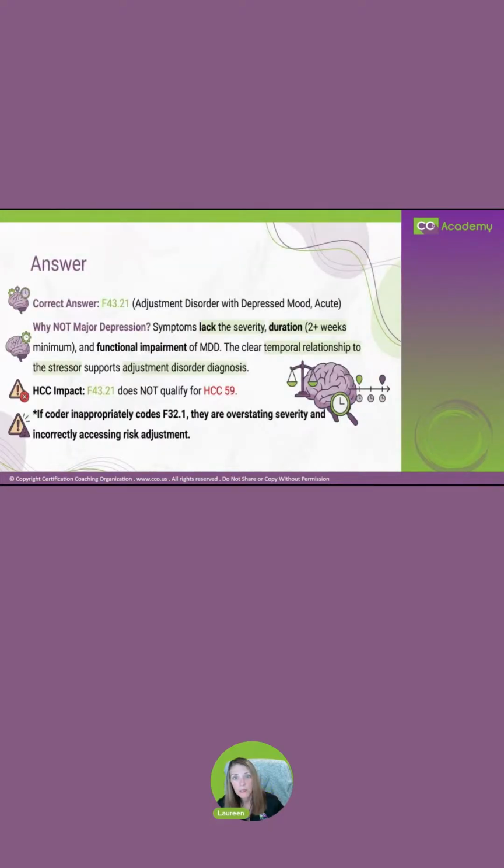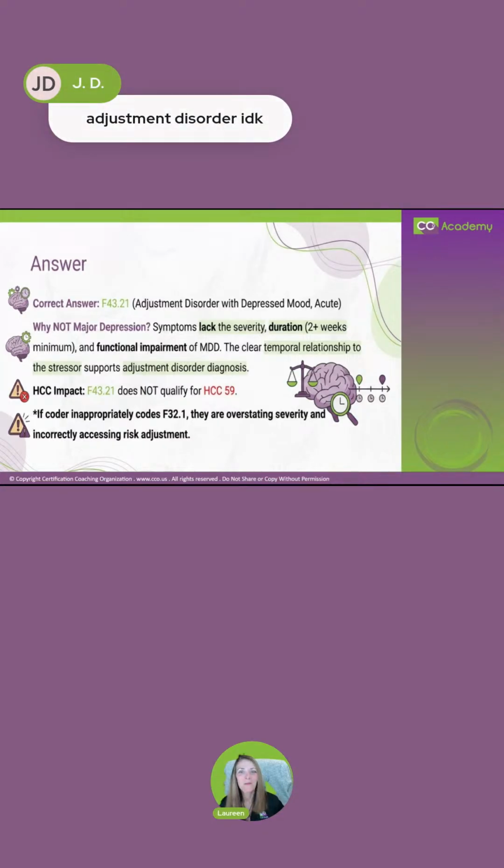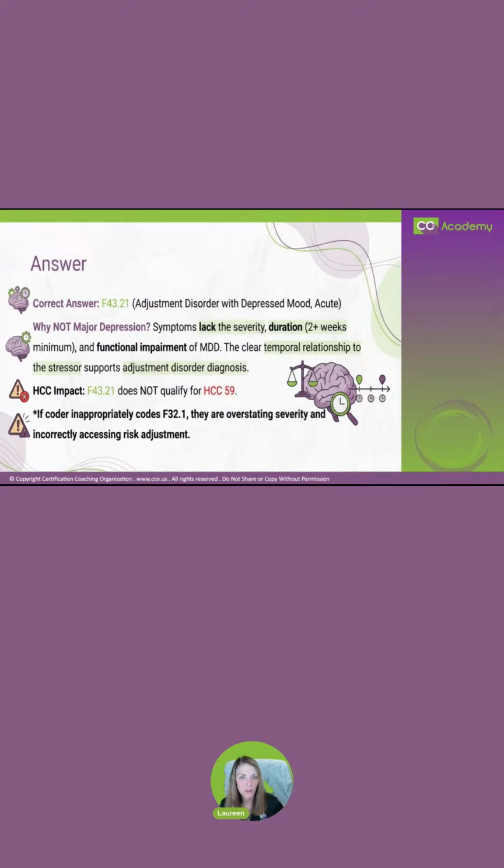So it's F43.21, adjustment disorder with depressed mood, acute. Sorry, I didn't give you guys enough time. I'm feeling a little stressed for time. So why not major depression? Because the symptoms lacked severity and duration. Remember, your MDD needs at least 2 weeks minimum and functional impairment. And there's a clear temporal relationship to the stressor, which supports the adjustment disorder diagnosis.